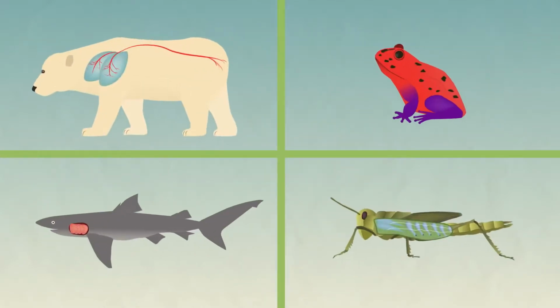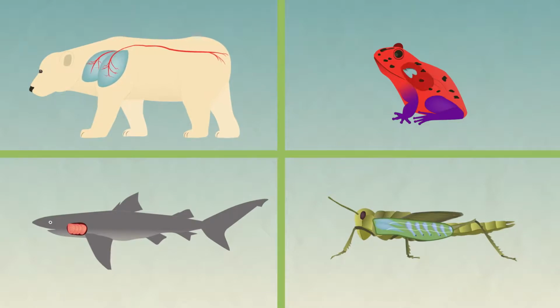So there you have it. Animals have developed different systems to achieve the same thing: take oxygen out of the air and put carbon dioxide in it.